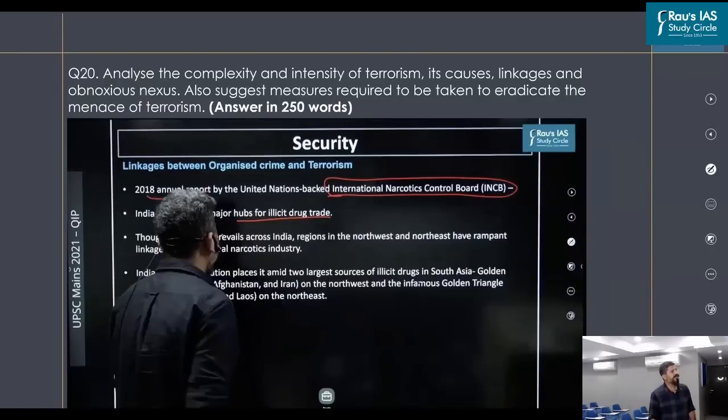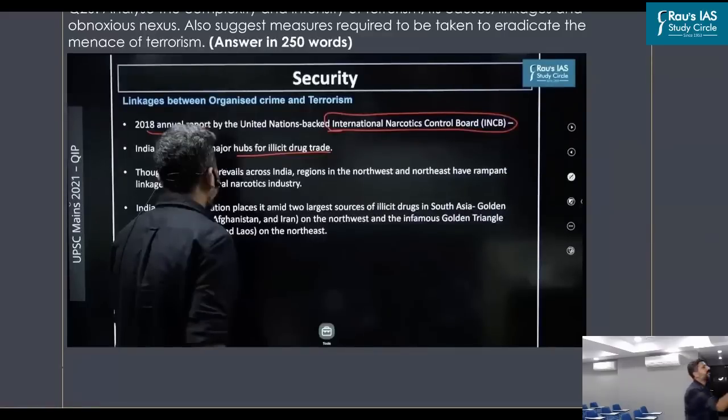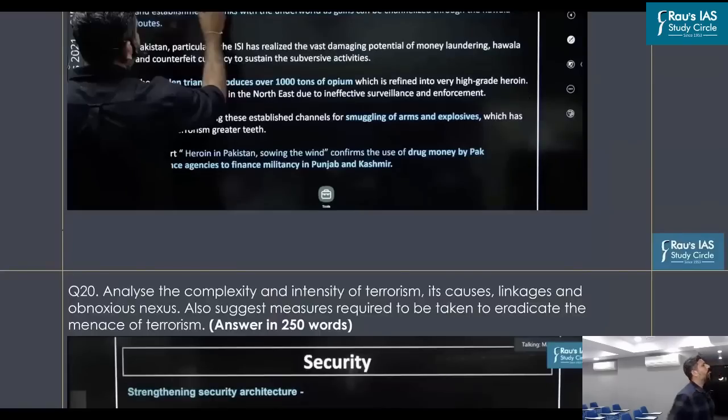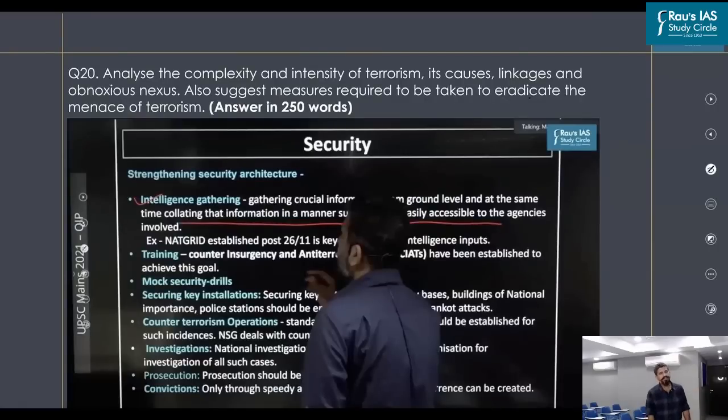Next thing that we need to understand is how are we going to tackle, which is the last part of our question, that is, what are the measures that India needs to take in order to eradicate the menace of terrorism. If you look at the discussions that we had related to the solutions, first and foremost was strengthening the security architecture, which had different points like improving intelligence gathering, training of the armed forces, mock drills, securing intelligence, or conducting counter-terrorism operations.